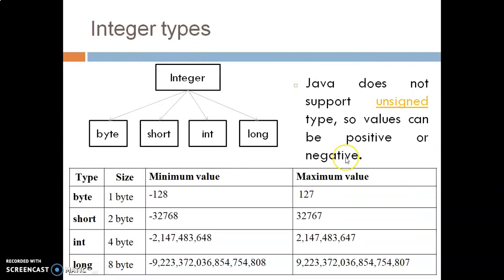When we are talking about the integer data type, it is divided into four parts: byte, short, integer and long. It means when we are using this data type in our program, you can use any one from this list: byte, short, integer or long. You can choose according to the requirement of memory size.